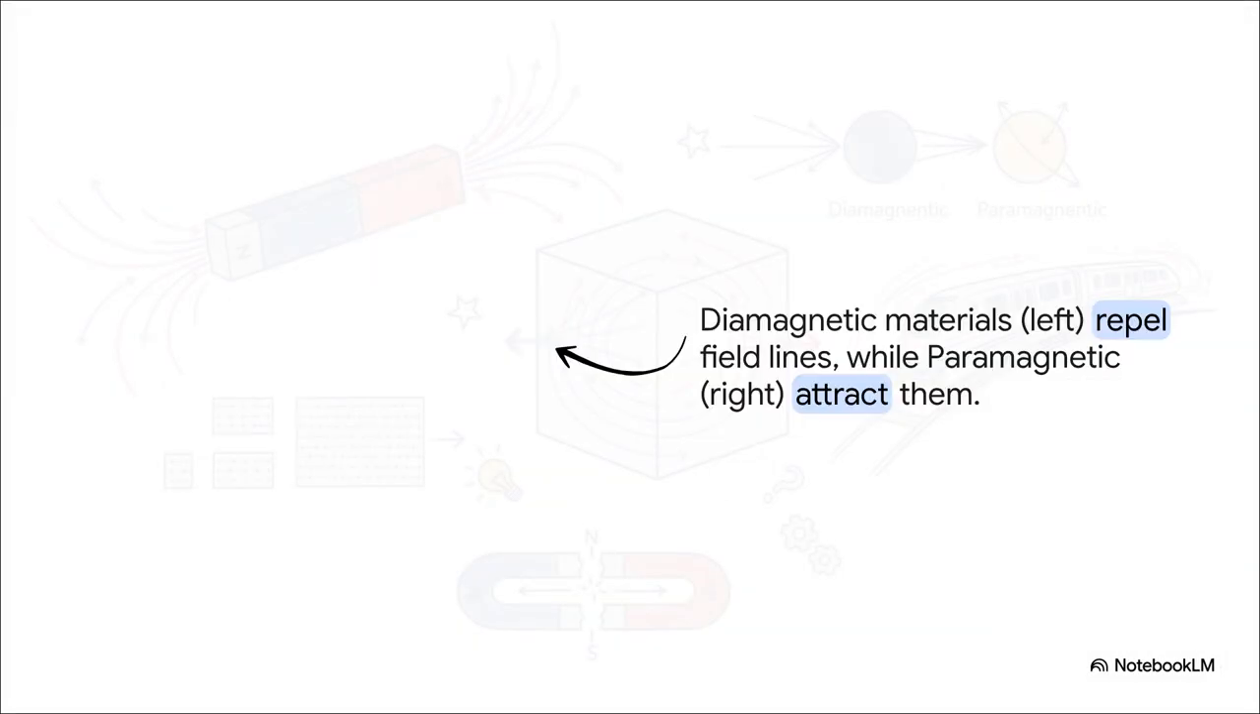And this picture from your textbook shows it perfectly. Just look at the diamagnetic material on the left. See how the magnetic field lines are avoiding it? They're being pushed away. Now look at the paramagnetic one on the right. The lines actually prefer to go through it. They're getting pulled in just a little bit. It's a great visual way to remember the difference.